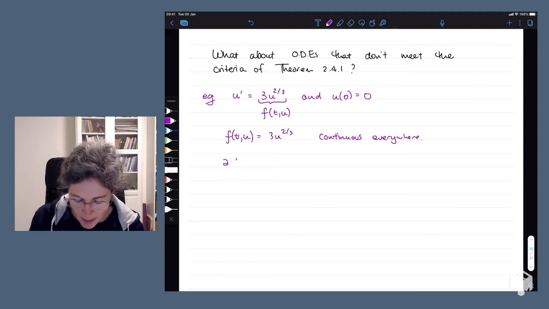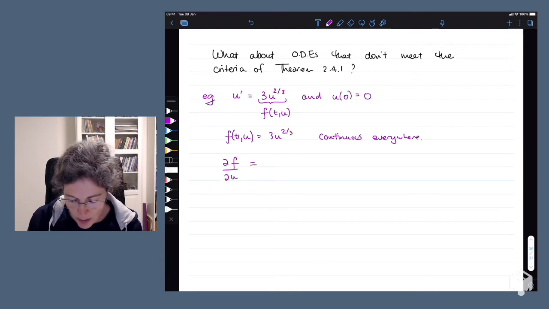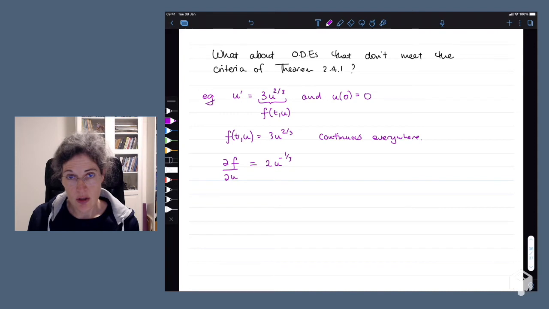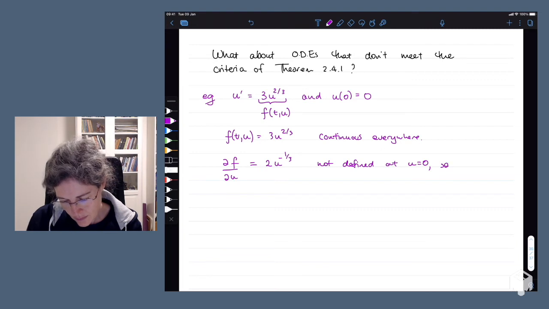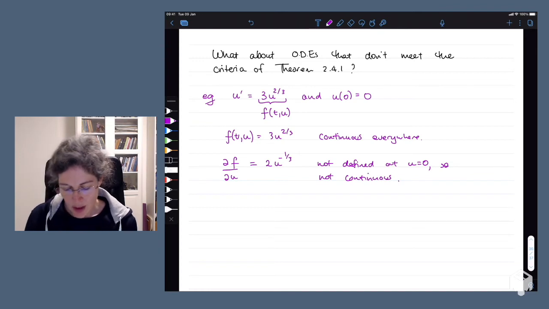But the problem comes when we have a look at the partial with respect to u. If we do that, then we get 2u to the minus a third. And that is not continuous because it's not defined at u is equal to 0. So not defined is definitely not continuous. So this just means that we can't use theorem 2.4.1 to guarantee that we can find a unique solution.